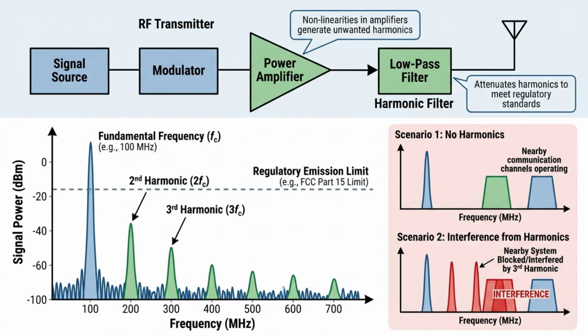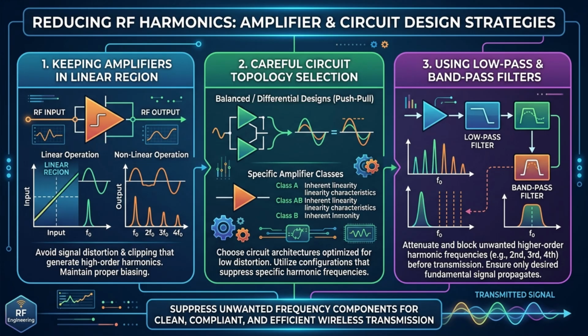Harmonics are an important consideration in RF transmitter design because they can interfere with nearby communication systems operating at different frequencies. Regulatory standards strictly limit harmonic emissions to prevent unwanted interference. RF engineers reduce harmonics by keeping amplifiers within their linear operating region, carefully selecting circuit topologies, and using low-pass or band-pass filters to suppress unwanted frequency components before transmission.